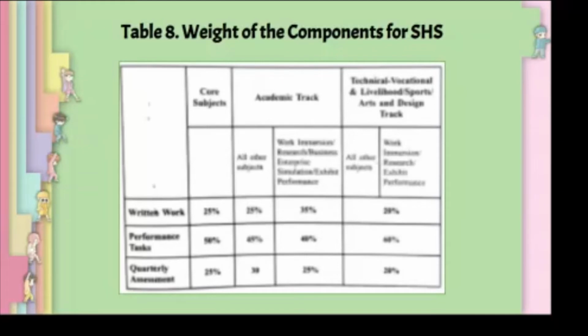And then in senior high school, the highest percentage also is 60%, understandably, for the specialization subjects for the TVL, sports, and arts and design tracks. Obviously, MAPEH, EPP, and the specialization subjects in the TVL, sports, and arts and design tracks are dominantly skill subjects.